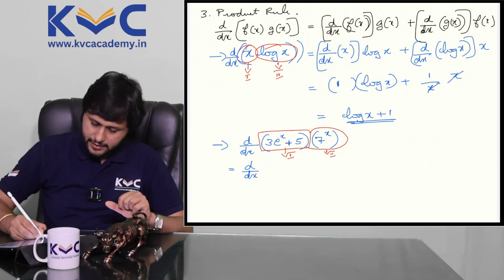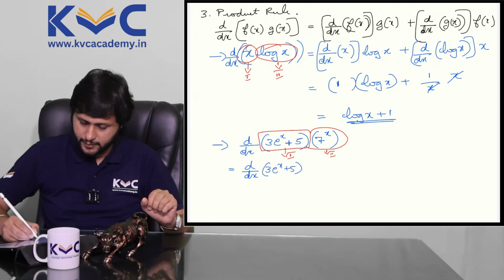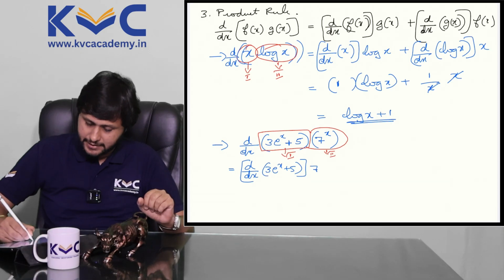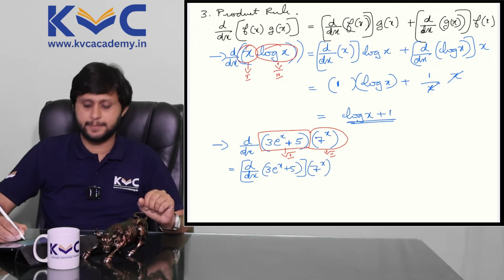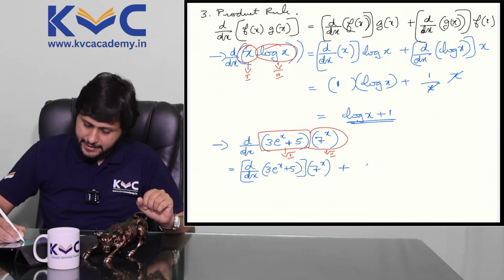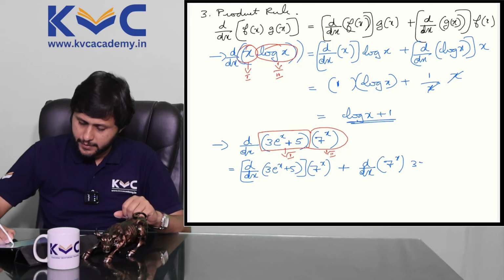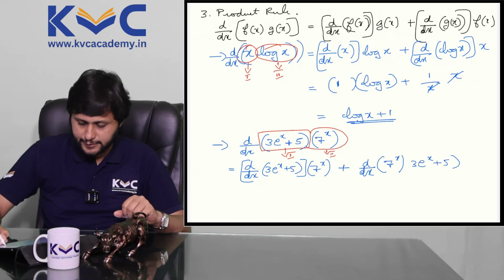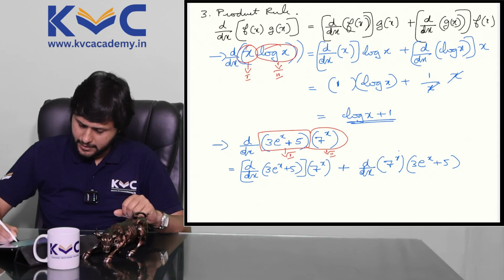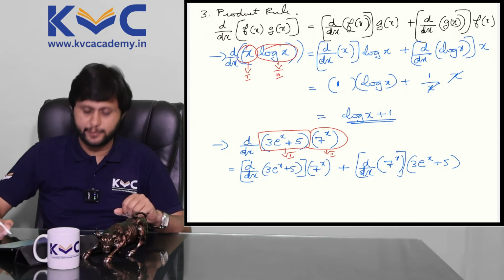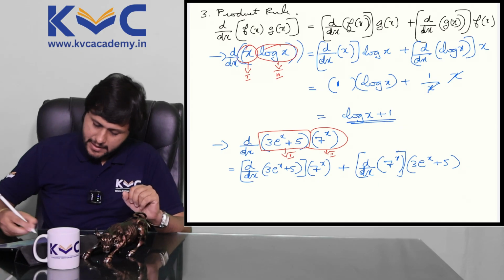We should differentiate first function. Okay, we'll follow the steps, no shortcuts for now. Second function as it is, 7 to the power x as it is. Then plus differentiate second function, that is 7 to the power x. First function as it is, 3 into e to the power x plus 5. Okay, make sure you put these brackets, otherwise it looks like differentiating both of them.